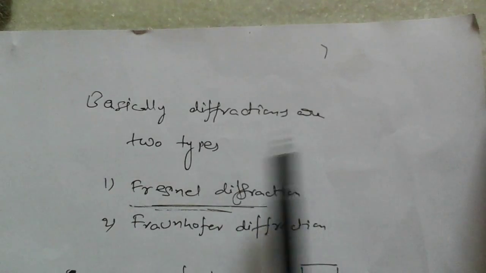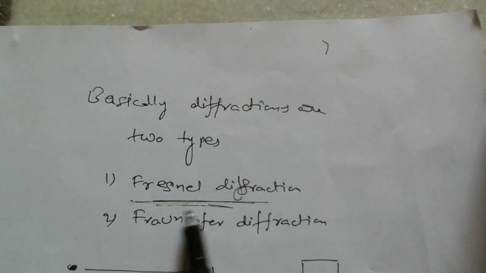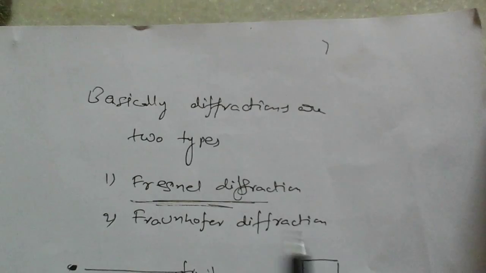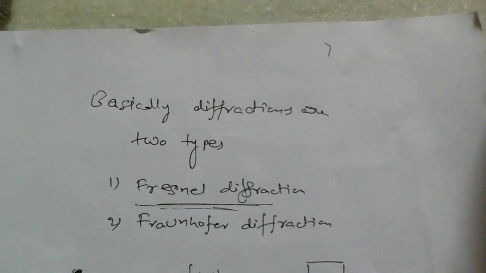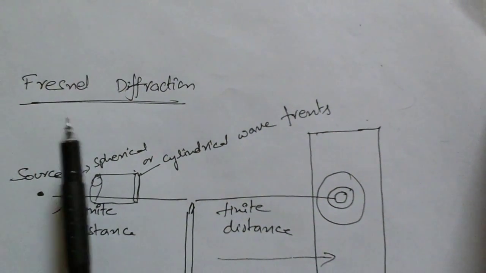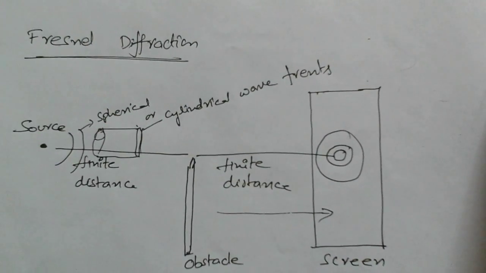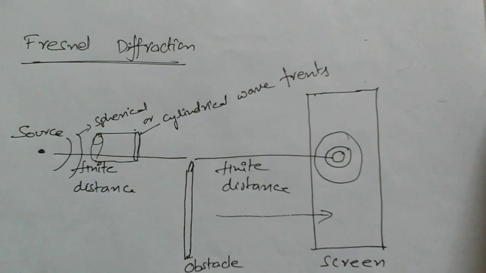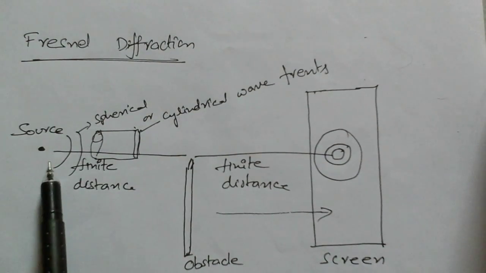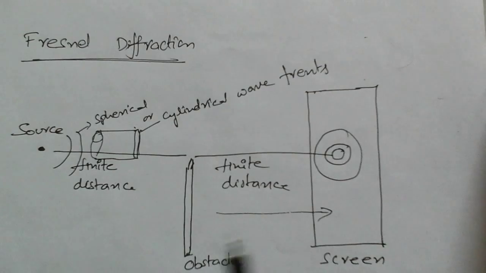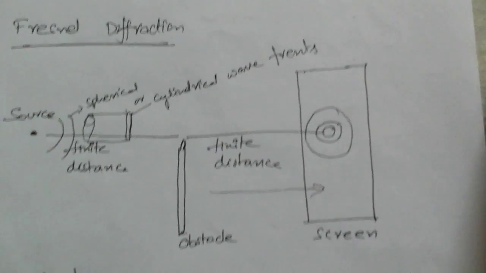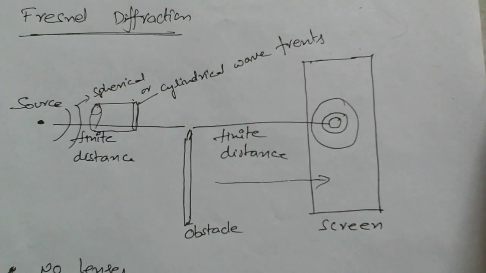Basically, diffractions are of two types: Fresnel diffraction and Fraunhofer diffraction. Fresnel diffraction, now we are discussing. In Fresnel diffraction, we are taking a source, an obstacle and a screen. These are the main equipments you have to take.